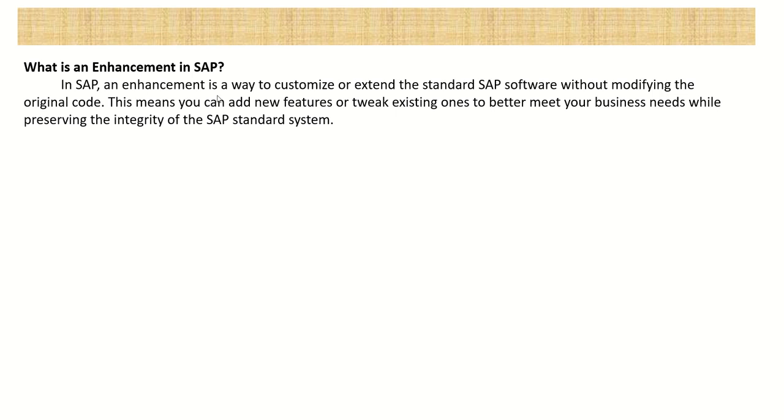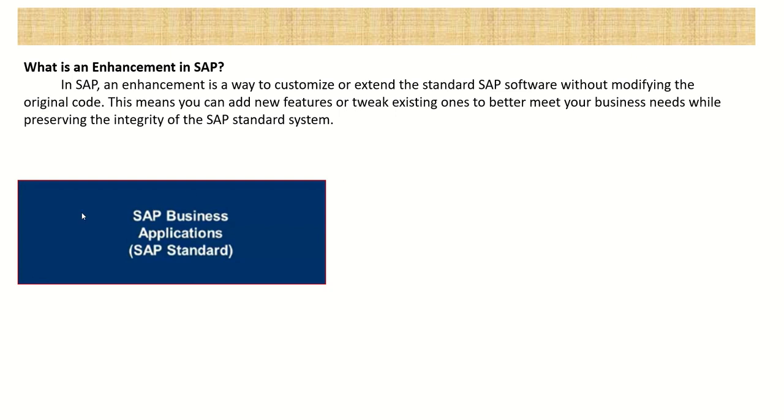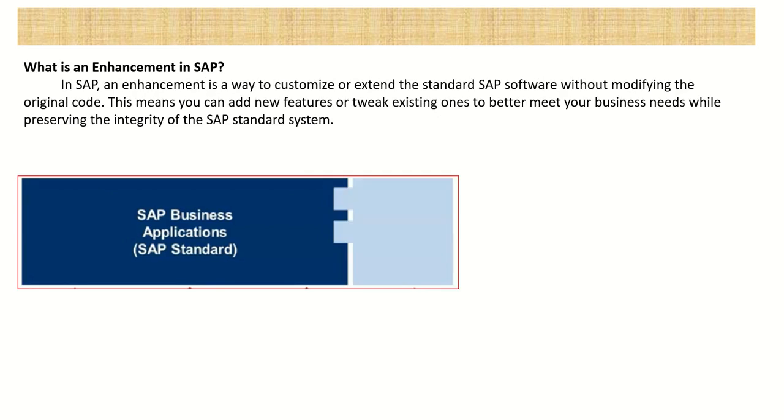So what is an enhancement? In simple terms, an enhancement is a way to customize or extend the SAP standard software without modifying the original code. This means we can add our own features to meet the business requirement while keeping the integrity of the SAP standard system. Consider this SAP standard business application, which we are using as it is in our system. But to meet a business requirement, we want some additional features. Through enhancement, we can add them here, along with the standard, so that the standard does not get disturbed and we are also able to use our new additional features. This concept is known as enhancement.